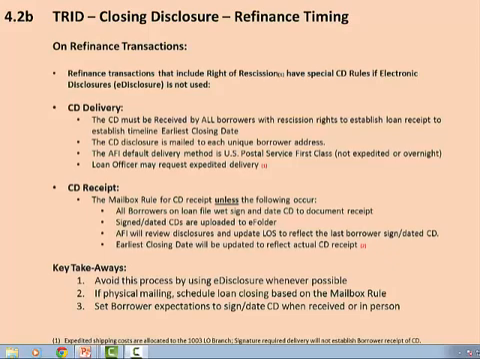Please note that it is advantageous to use the e-disclosure process whenever possible to shorten the earliest closing time frame. However, if the CD is sent via regular U.S. mail, the loan closing must be scheduled based on the mailbox rule. Each loan officer must be proactive in alerting the borrower to sign and date the CD when they receive it.